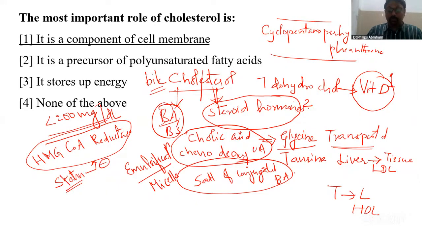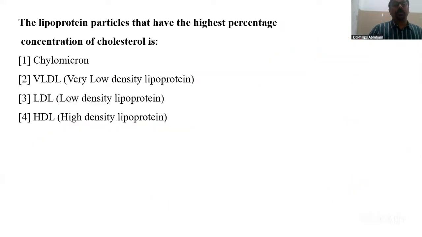Hope you understood the important things about cholesterol. Normal value, also the enzyme, HMG-CoA and statin. The names of bile acid, bile salts, steroid hormone, and vitamin D. Okay.